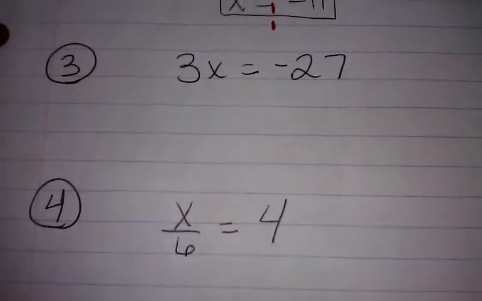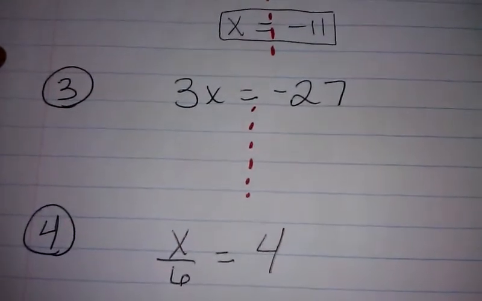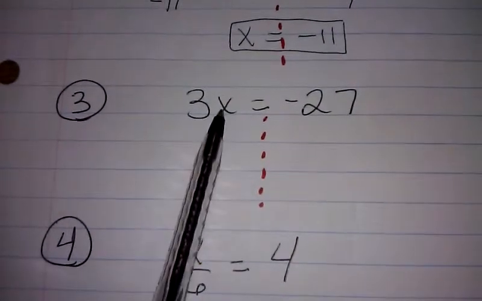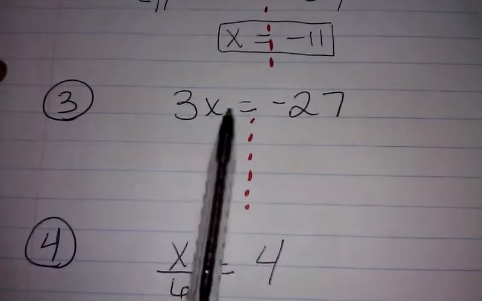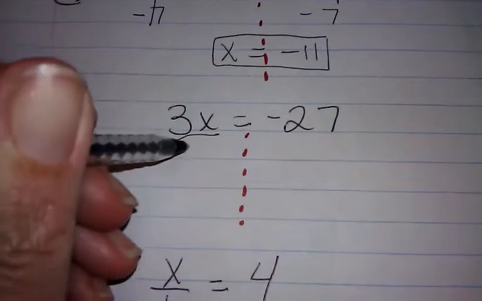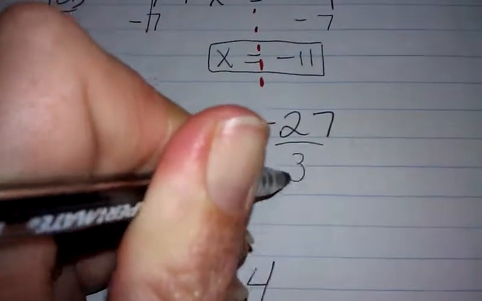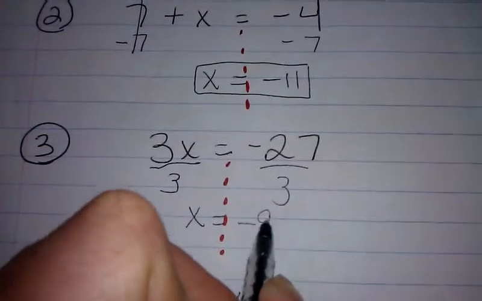The next one. Draw my line. It says 3x equals negative 27. 3 times x equals negative 27. The opposite of times is divide. So I will divide each side by 3. X equals negative 9.